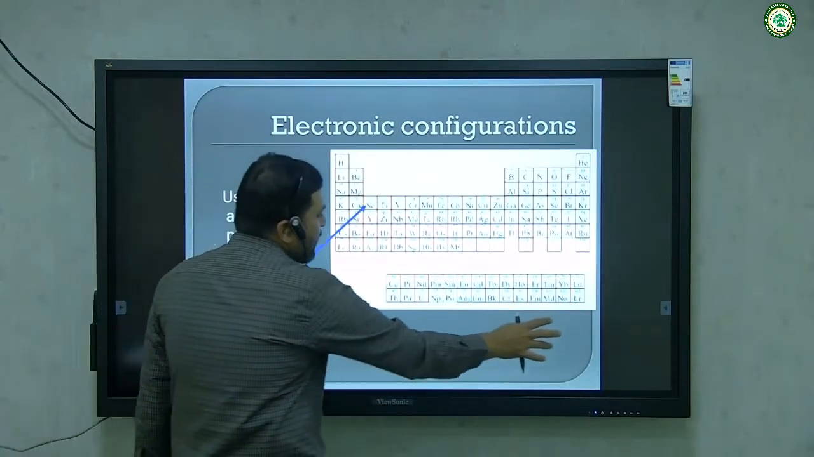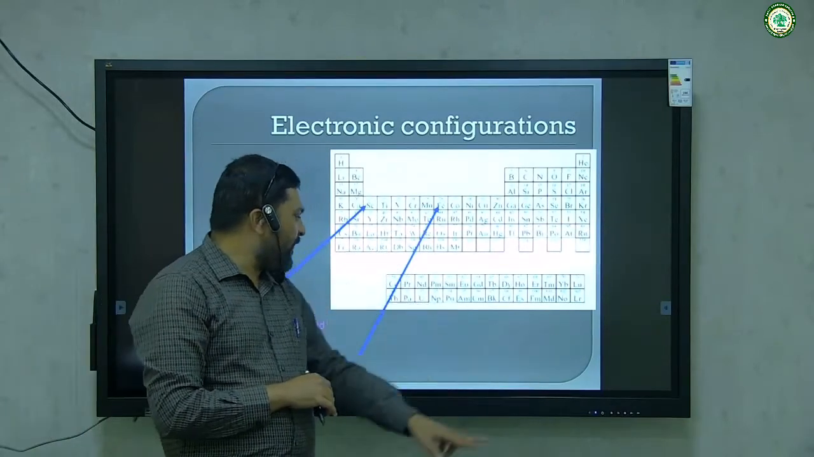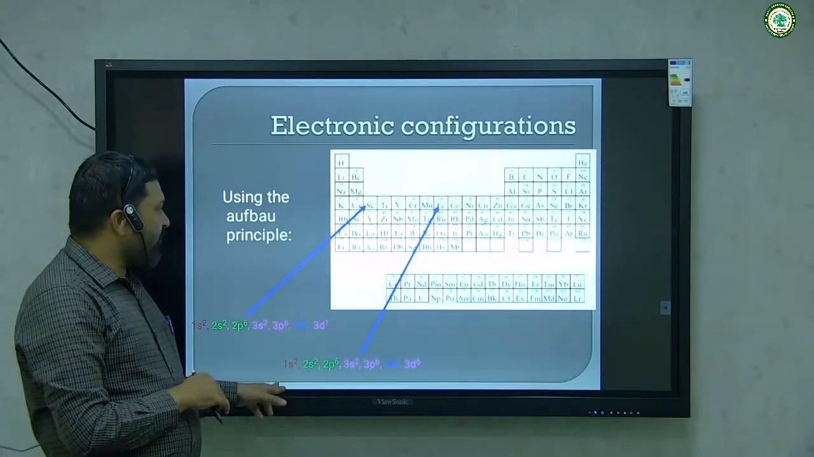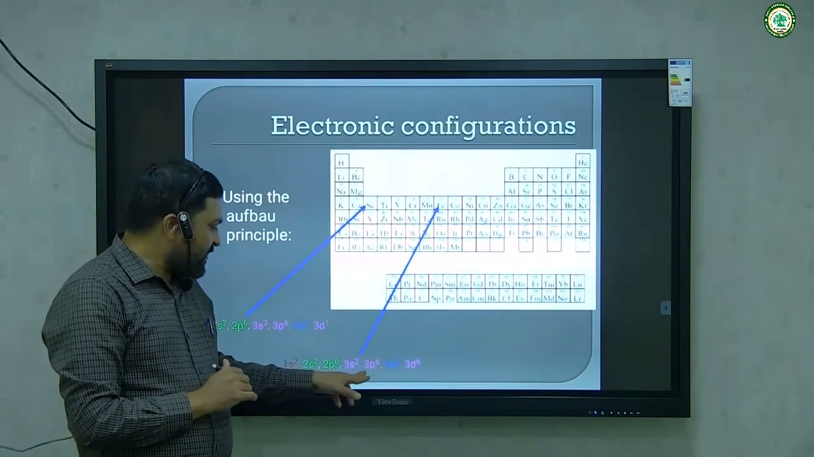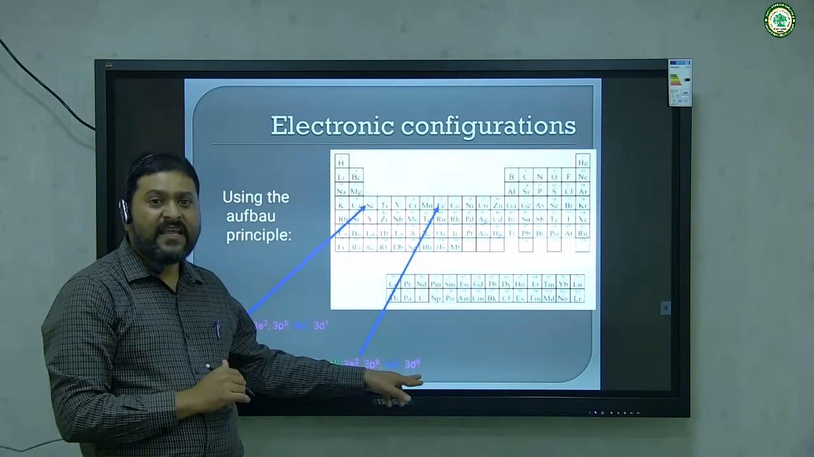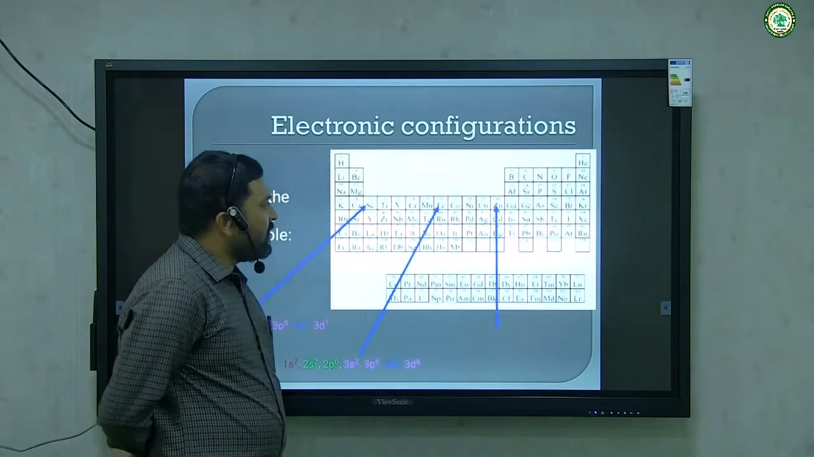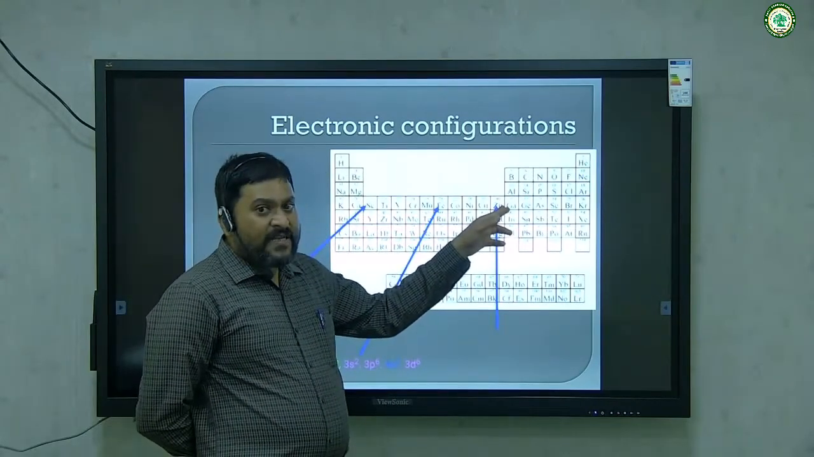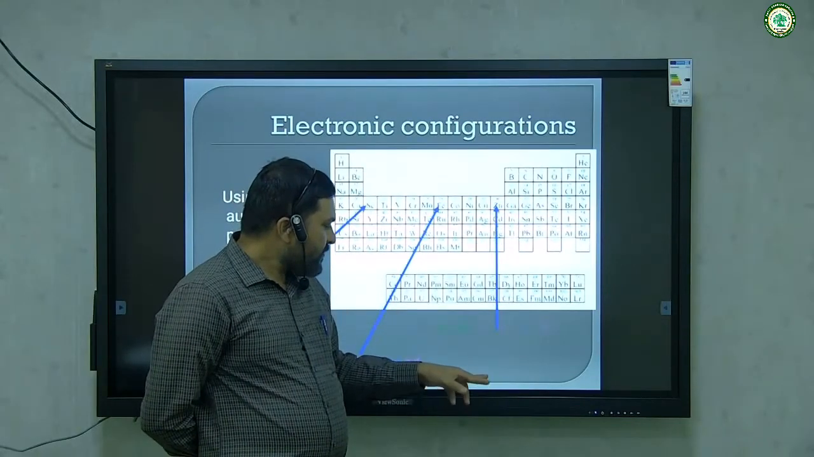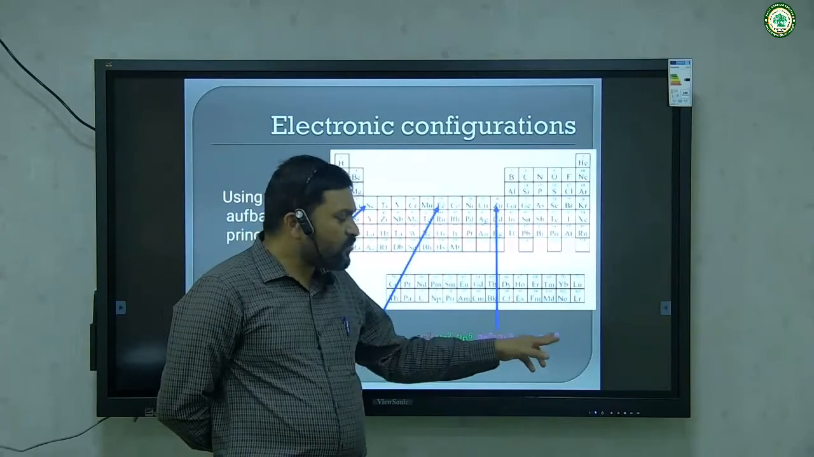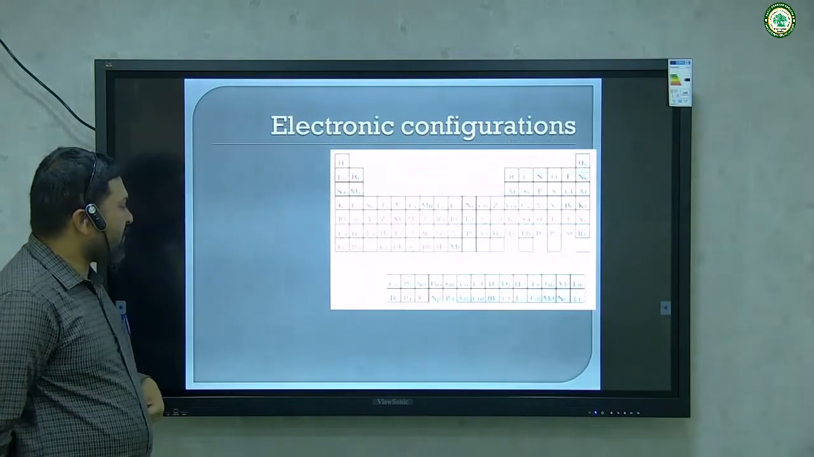In the second case, when we write the electronic configuration of Fe, having atomic number 26, it is 1s2, 2s2, 2p6, 3s2, 3p6, 4s2, 3d6, means there are 6 electrons present in the d subshell. After that the electronic configuration of zinc will be, see here, 4s2 and 3d10.